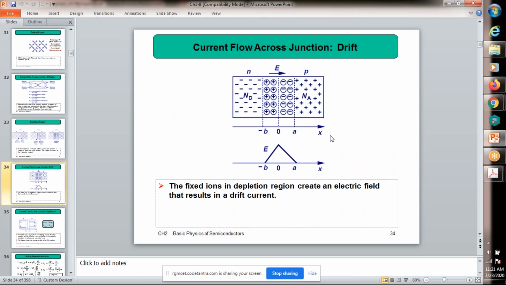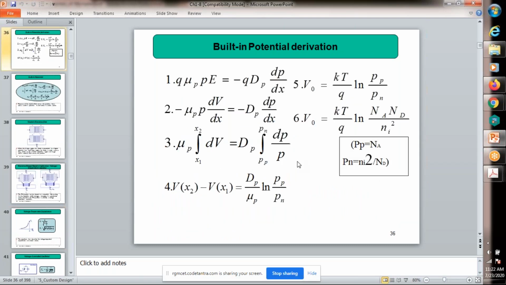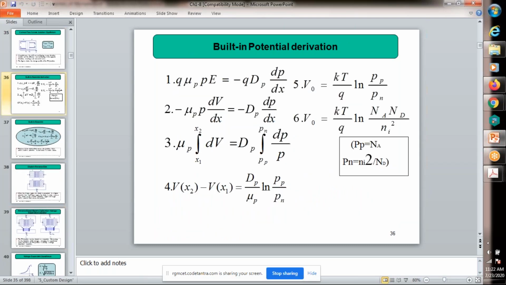Now we cannot understand this in terms of electric field. Suppose this electric field is converted into voltage, then only can we easily understand how much drift voltage will stop the diffusion current. How to calculate that? Okay, this is the procedure here. Simple equations we follow, 1, 2, 3, 4, 5 and 6.